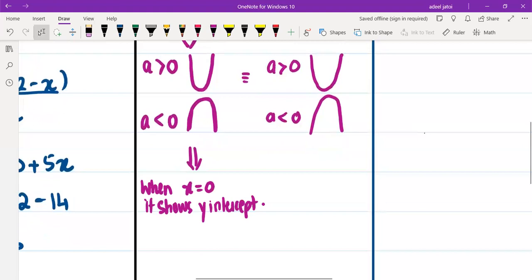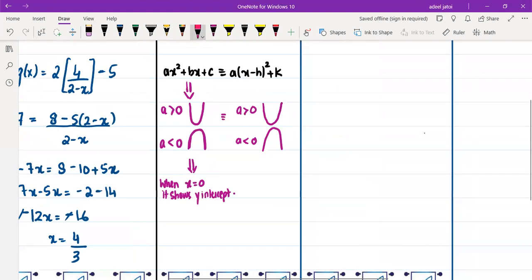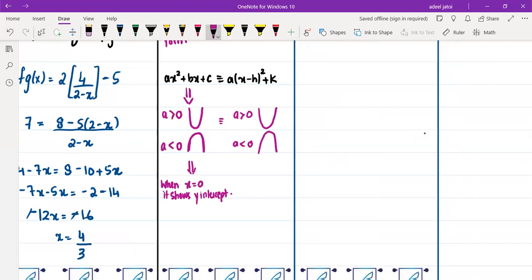It shows the y-intercept. That means in the same question, if this is x and this is y, the intersection of the curve is shown by the value c when x is equal to 0.